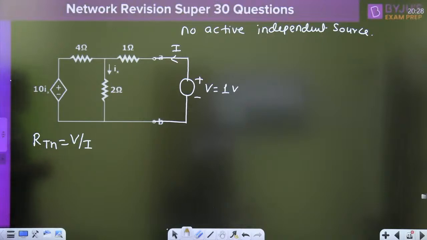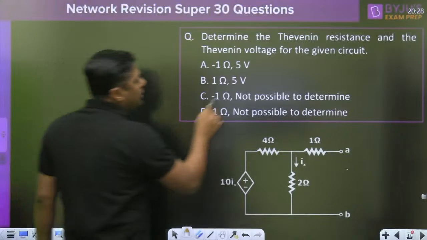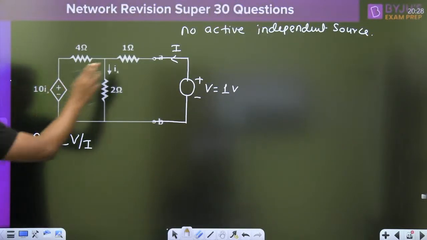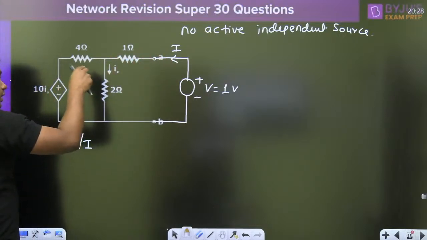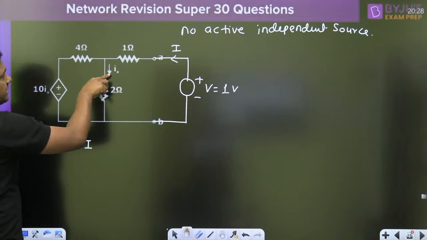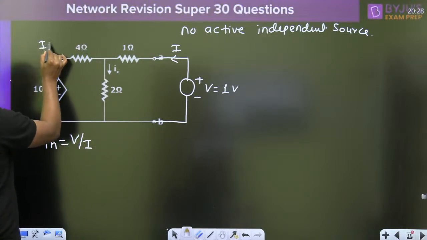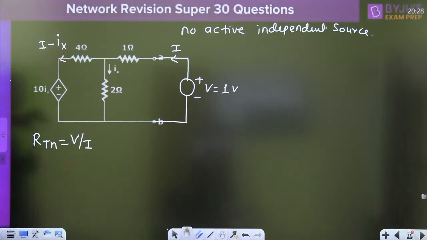Okay. Ranit, you are giving the C option. Now I will check whether it is right or wrong. What is the C option? Minus 1 ohm and not possible to determine. Then if it is 1 volt, what is the current I? This is the I. What is the current here? Ix. What is the current here? I minus Ix. Yes or no? I minus Ix, that is the current.